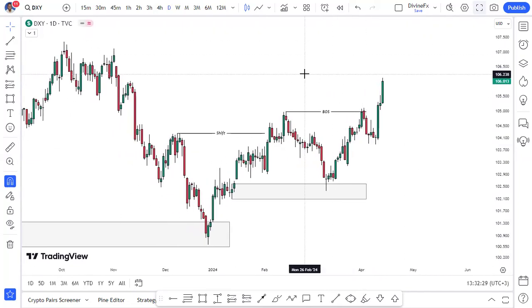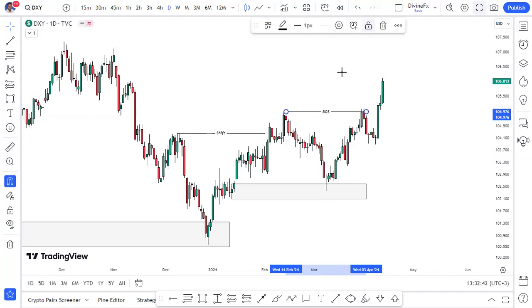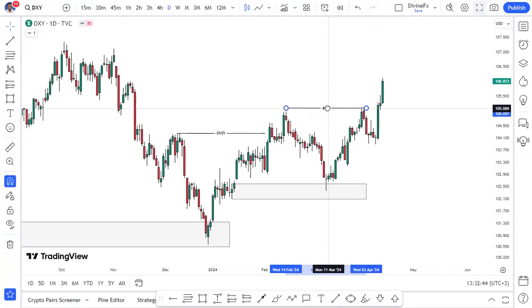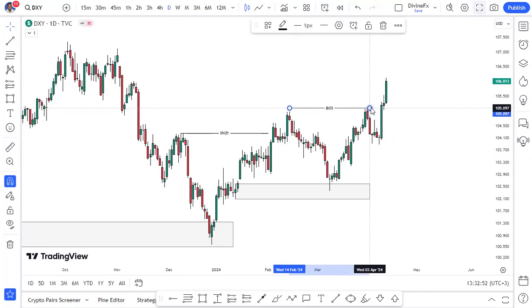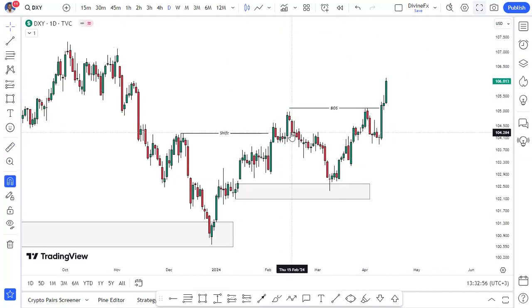So what are we going to do on lower time frames, from 4 hour, 3 hour, 2 hour, 1 hour, even 15 minutes? The only opportunities that we are going to look for on these lower time frames are buying opportunities only. Those are the opportunities that we are going to take on this particular instrument, dollar index. So we are going to look for buying opportunities only on lower time frames.